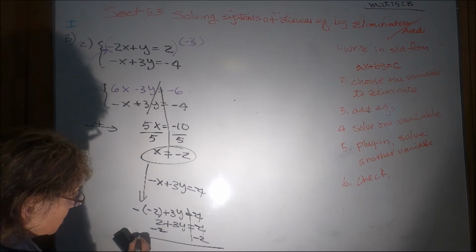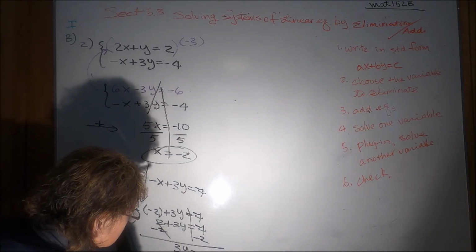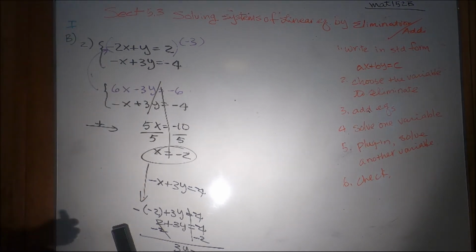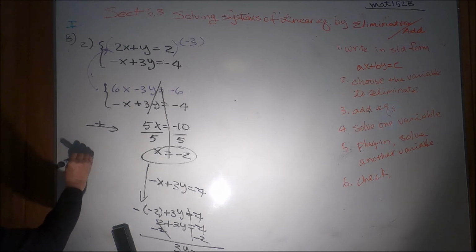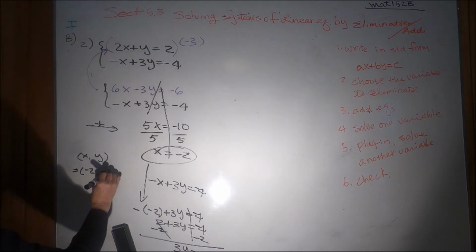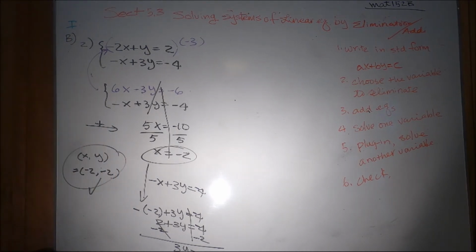Okay, then we minus 2, right? So 3y is negative 6, y is what? Negative 2. So your answer is what? Your x, y is negative 2, negative 2. Then of course you check. Just plug into both.